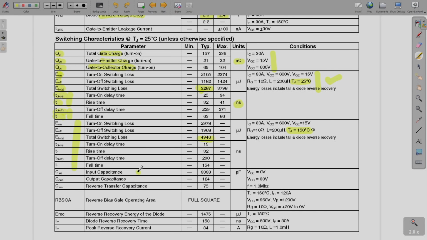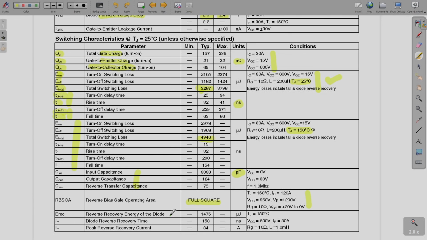Further, your input capacitances, output capacitances and reverse transfer capacitances are also provided, given in picofarads. Then this RBSOA is defined here as full square. Now it may not be full square for all of the IGBTs. Because of the intrinsic nature or how the device is designed, there may be a sloping line in the RBSOA. So for this IGBT it is not true. This is a full square, and they have also given the conditions from over here.